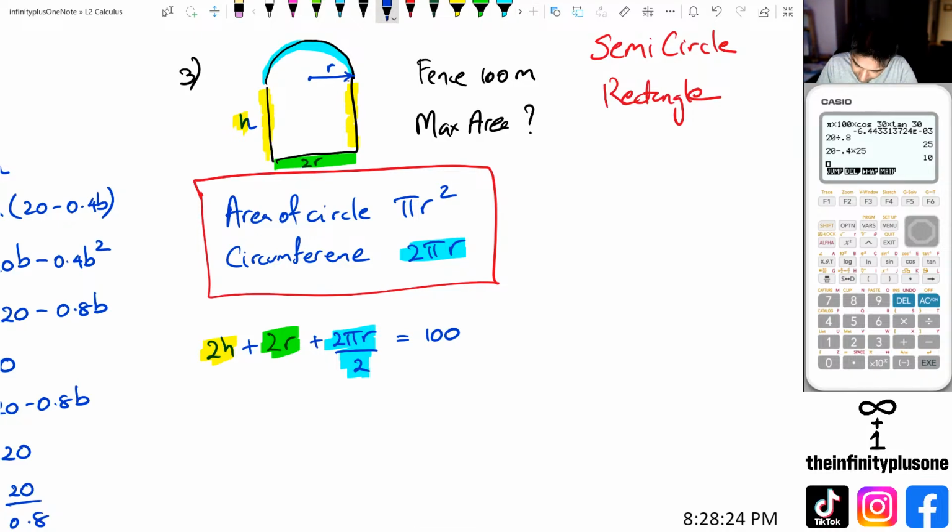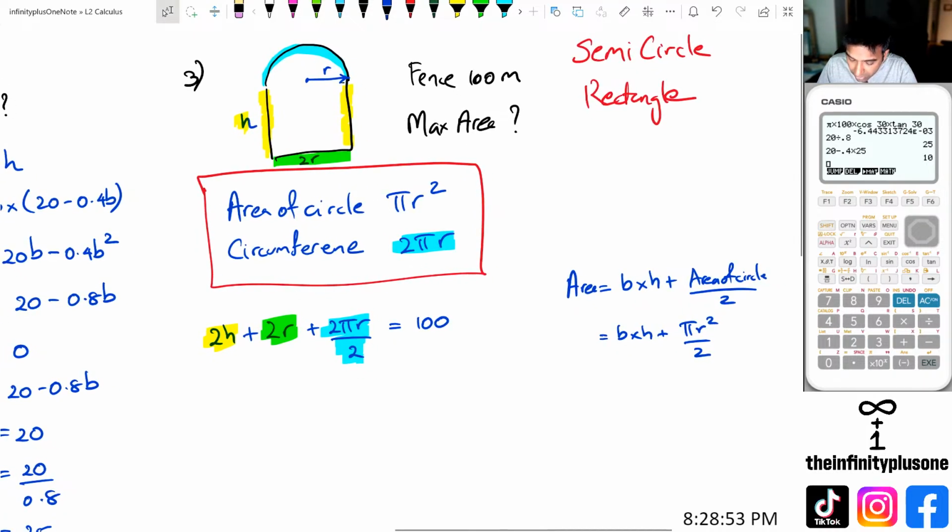But if you look at the actual area part of it, the area is equal to base times height plus circle area divided by 2. So we've got base times height plus pi r squared divided by 2. That's your area formula. So now what we need to do is get rid of the h.